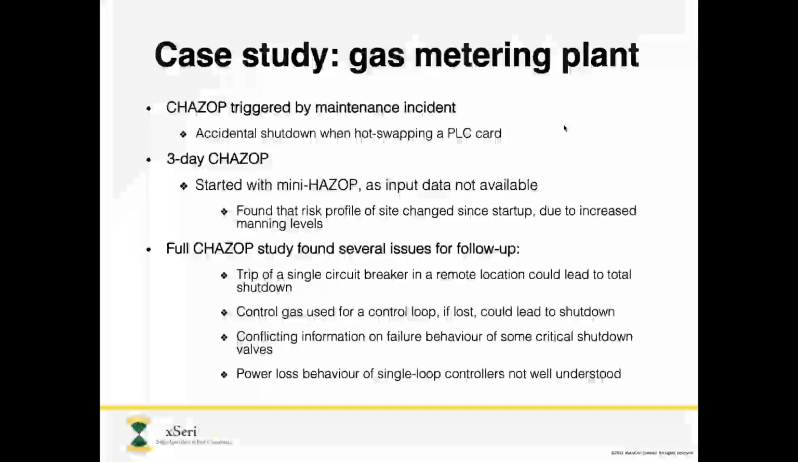And we found quite a number of interesting issues. And one of the most significant ones, that for me made the whole CHAZOP study worthwhile, was we found that some of the equipment was powered from a single circuit breaker that was in a remote location, not within the boundary of this client's equipment, not even under this client's control, but owned and operated by a different company. And we found that if this single circuit breaker tripped, it would lead to the same consequence again, that the entire unit would shut down, leading to a loss of gas supply to all of the consumers.